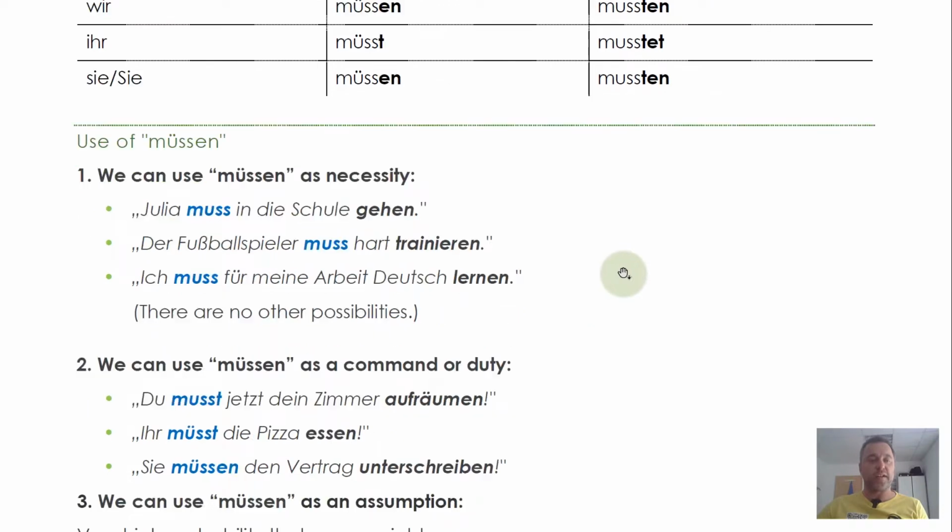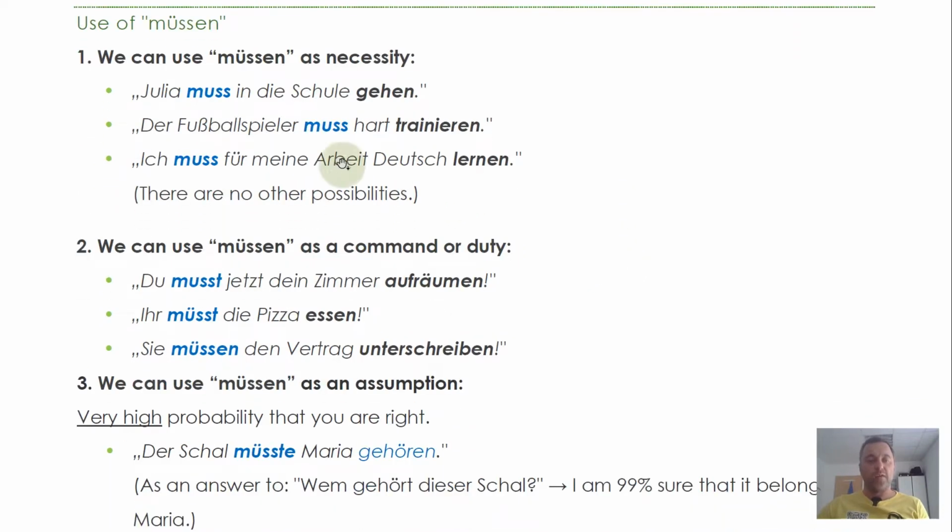Let's have a look at the use of müssen. We use müssen as a necessity. So Julia muss in die Schule gehen. Julia has to go to school. Der Fußballspieler muss hart trainieren. So the football player has to train hard. There are no other possibilities here pretty much. That's what it means. It is equivalent to the English have to or also must.